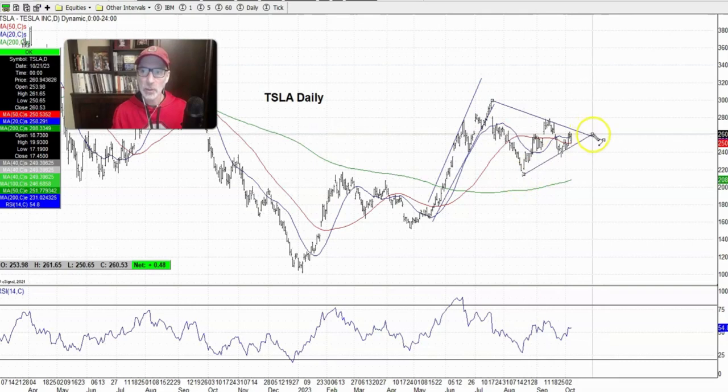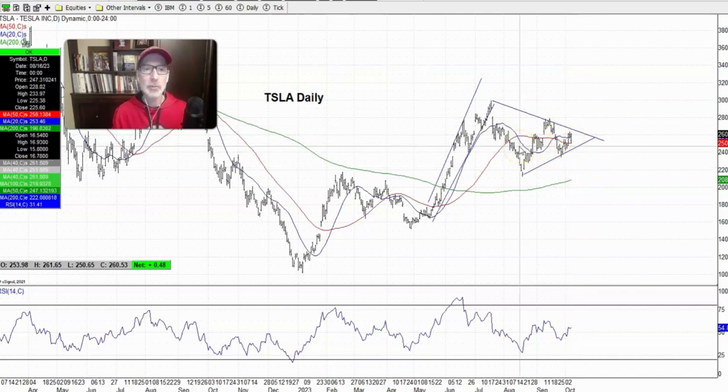pattern going on here. What's called a congestion pattern, this triangle pattern where the movements are wide and then it starts to get tighter and tighter and tighter until it eventually is going to blow out to the upside or to the downside. It's just a matter of time before it happens.